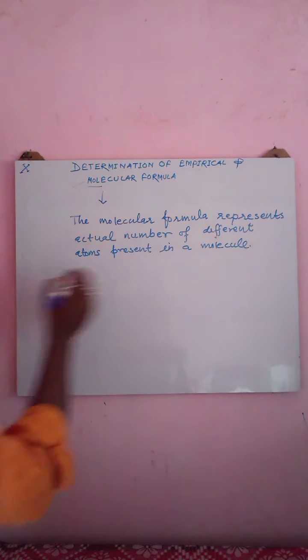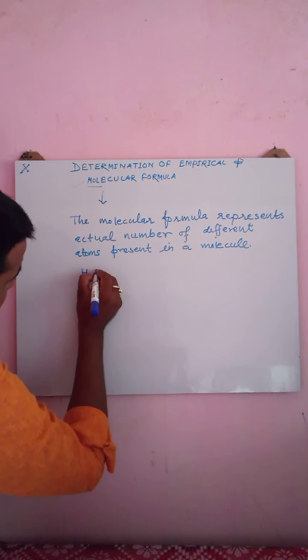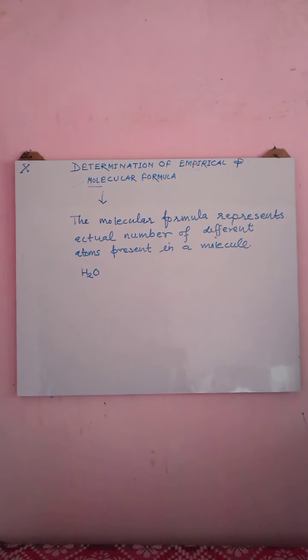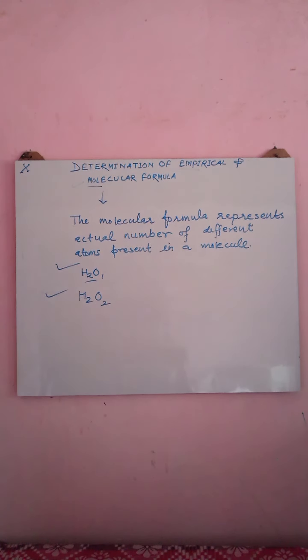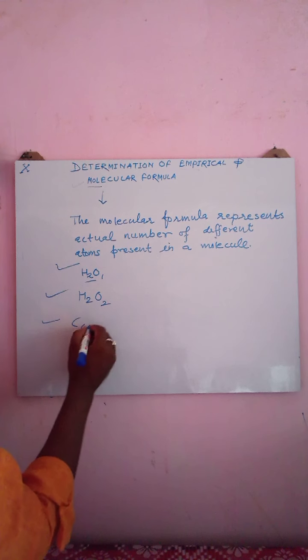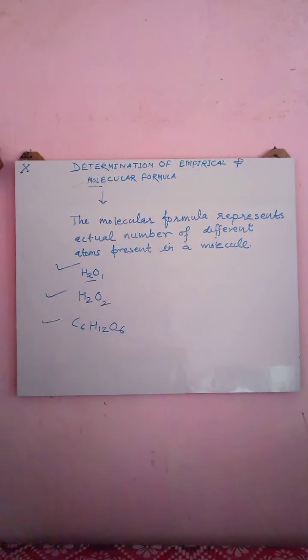For example, H2O, it is representing the actual number of atoms, not a simplest ratio. 2 hydrogen, 1 oxygen. So molecular formula of water is H2O. H2O2, it is representing the actual number of different atoms present in hydrogen peroxide, not the simplest ratio. So molecular formula of hydrogen peroxide is H2O2. Glucose, C6H12O6. Here also it is representing the actual number of atoms present in the molecule. Right? Clear?